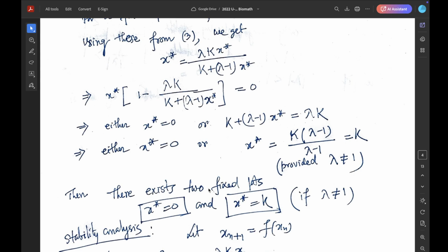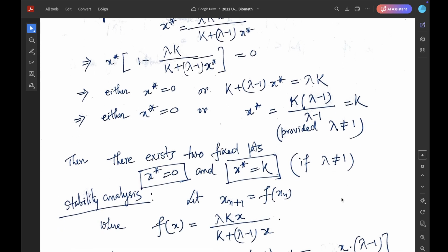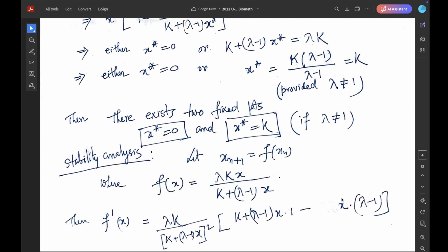So we get two fixed points, x star equal to 0 and x star equal to k, if lambda is not equal to 1. Now we are going to discuss the stability analysis. Let x(n+1) = f(xn), so f(x) equals lambda k x divided by k plus (lambda minus 1) x. We here replace xn by x. So this is the function f(x).